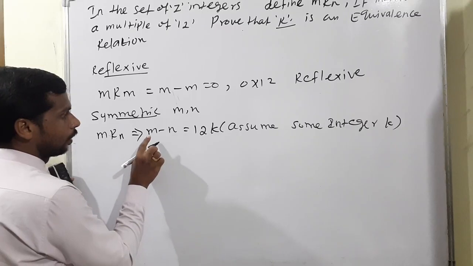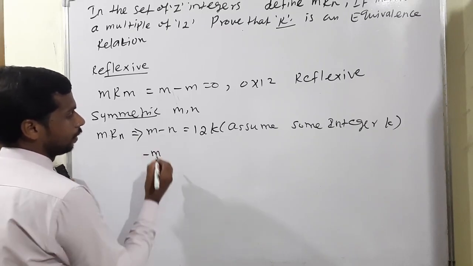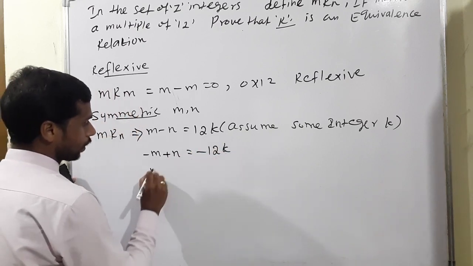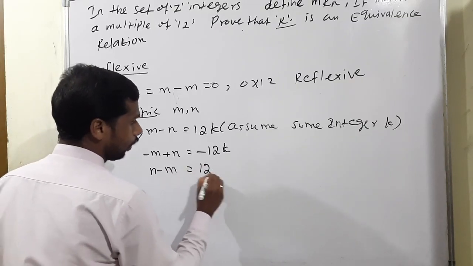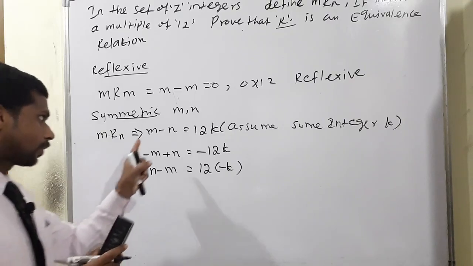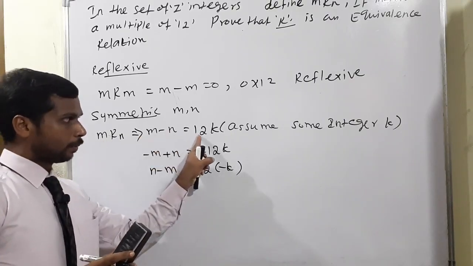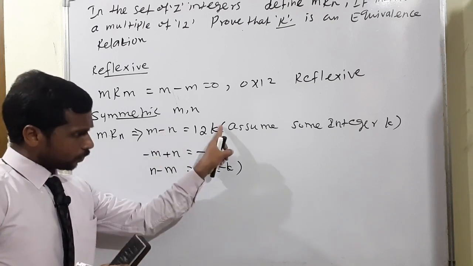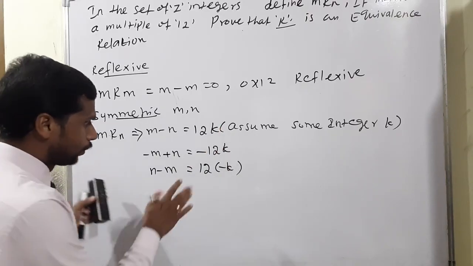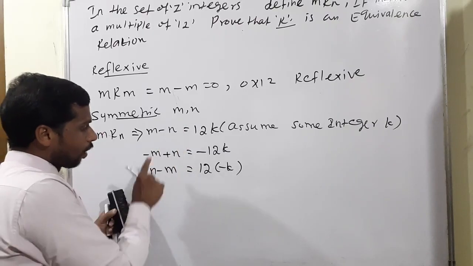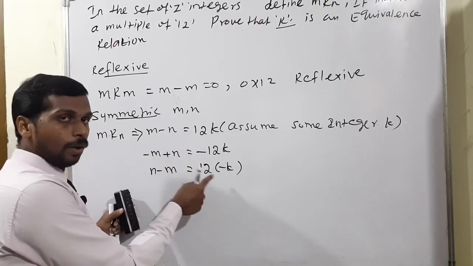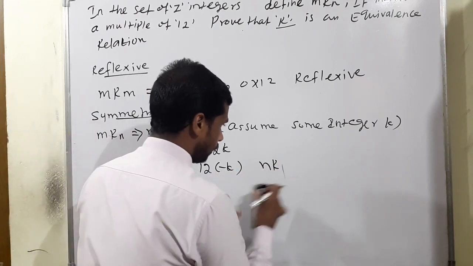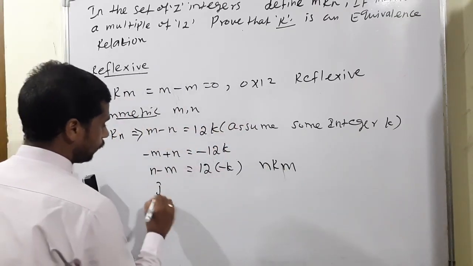So, for m related to n, the same condition, m minus n equals 12k. Multiplying by minus, positive m becomes negative m, minus n becomes plus n, and we get minus 12k. Therefore n minus m is equal to 12 into minus k. See, m minus n is a multiple of 12, and at the same time, n minus m is also a multiple of 12. The sign is not an issue, we can neglect it. Whatever it is, m minus n or n minus m, it is a multiple of 12. Therefore, we can write n related to m.